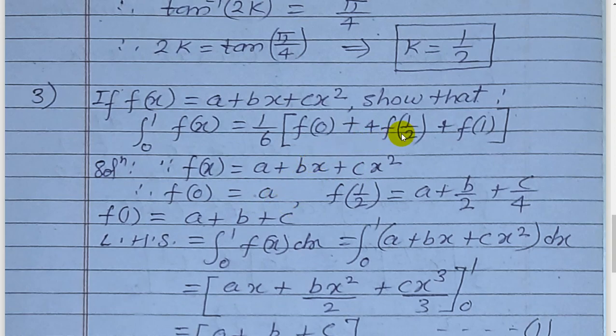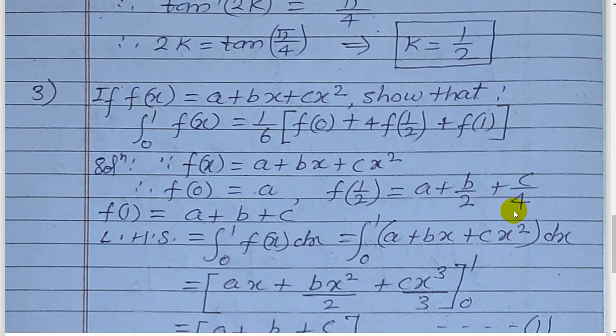Now we need to find f of half. So put x equal to half on both sides. Therefore f of 1 by 2 equals a plus b into half, that is b by 2, plus c into half square, that is c upon 4. So we get f of half equal to a plus b by 2 plus c by 4.